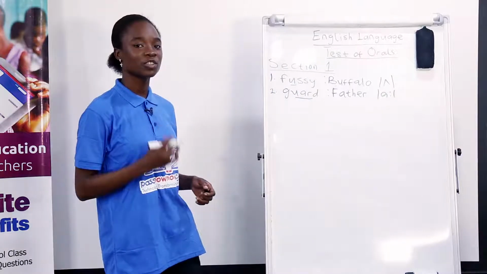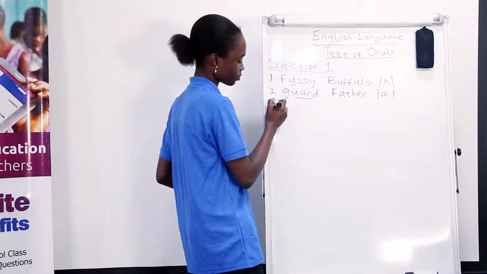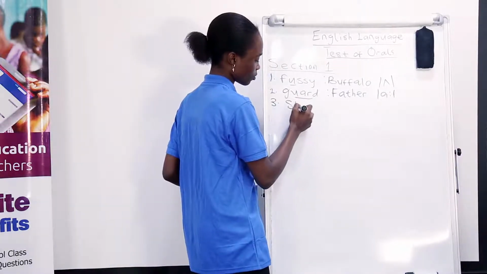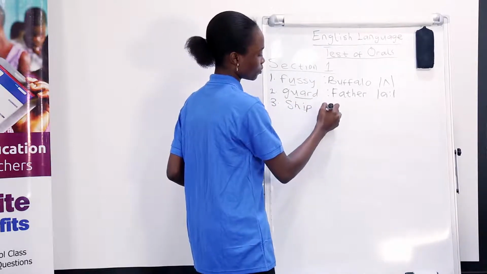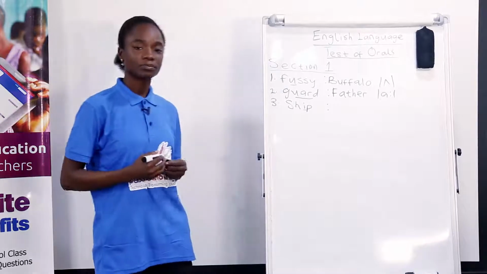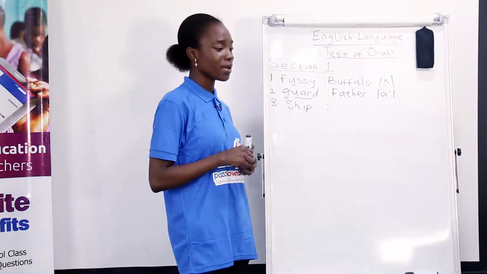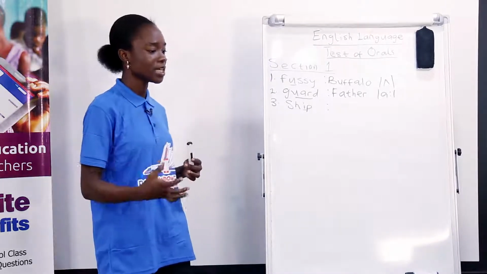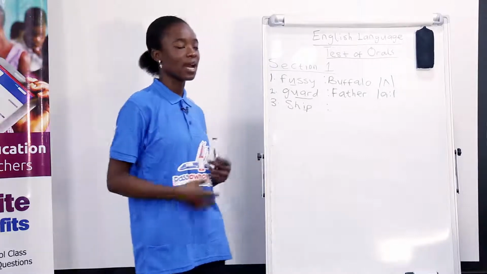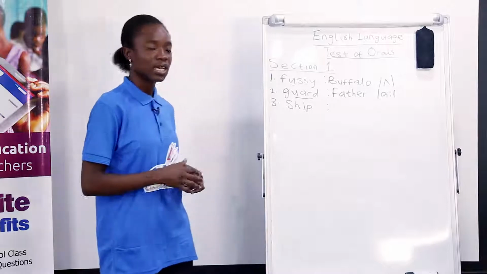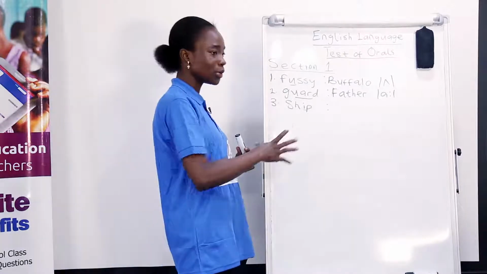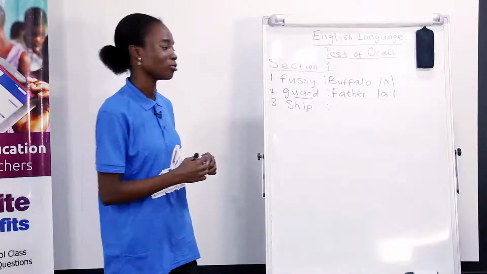Number three, we have sheep. Now, option A, we have peep, feast, wine, and brick. So the correct answer is brick. It has the same vowel sound as sheep. That's the short E sound.